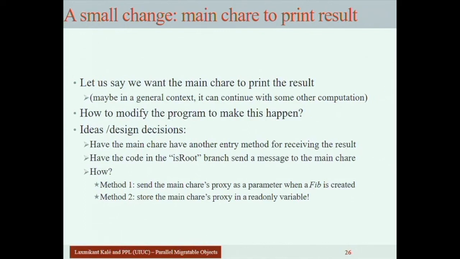Read-only cproxy_main, that's the type of it, main proxy, semicolon, right? So read-only is a keyword, then the type of that object, which is cproxy_main, and the variable name, which we chose to be mainproxy. And then in the main char, you will say mainproxy equals thisProxy, so that this object's proxy, a global reference, gets stored into this variable. And the system will make sure it's available on all the processors.